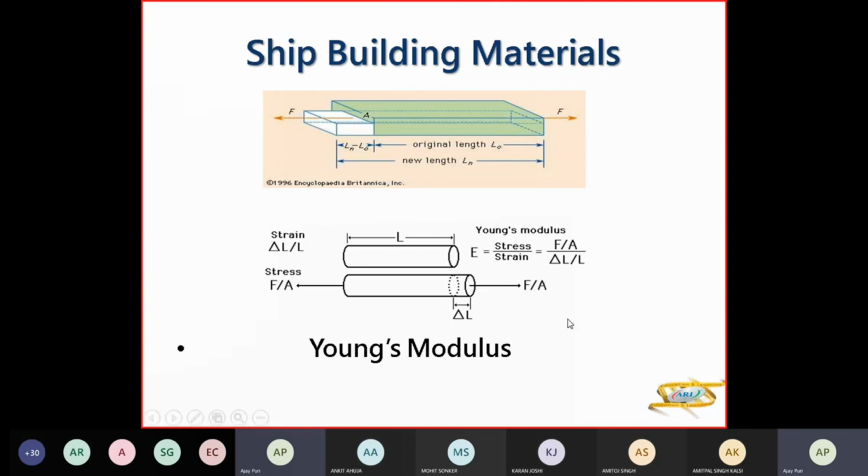So when you're applying a stress, E becomes a constant there because stress is directly proportional to strain. E is a constant, that is F by A divided by delta L by L. So you will have F into L divided by delta L into A.